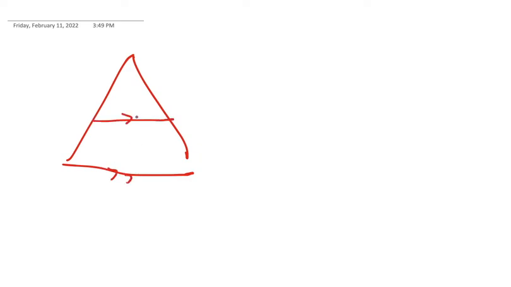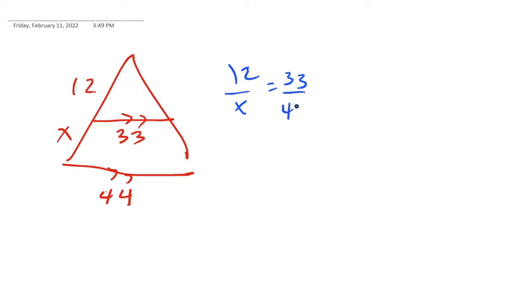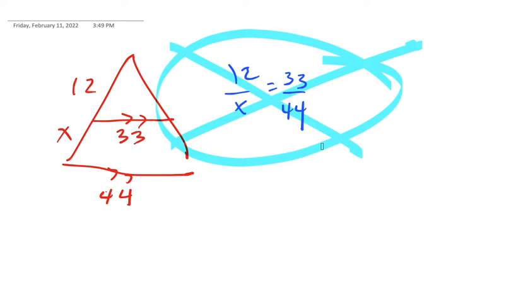So let's try one last one. How would you set this up? Pause it, try it. Did you put 12 over x equals 33 over 44? Because if you did, you are wrong. Did I trick you?